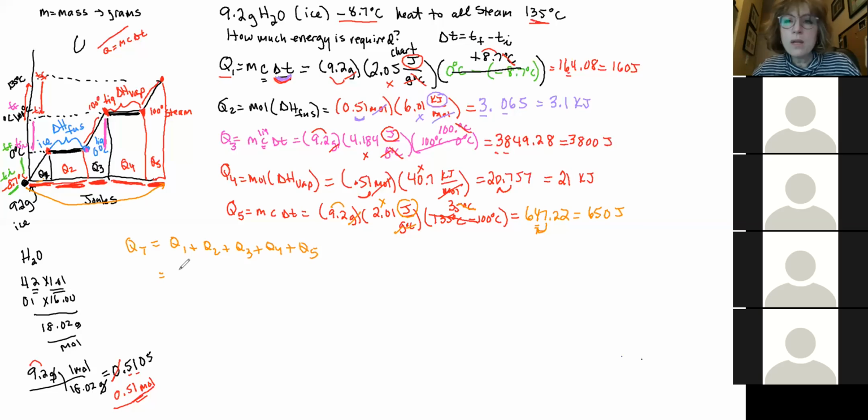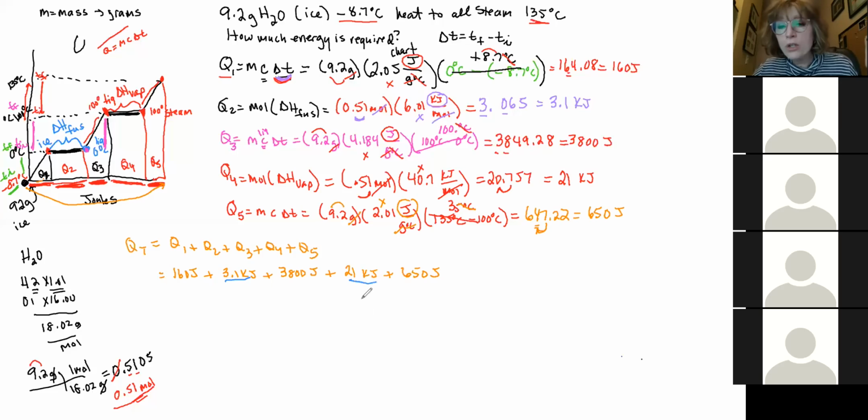Q1 is 160 joules. Q2 is 3.1 kilojoules. Q3 is 3,800 joules. Q4 is 21 kilojoules. And Q5 is 650 joules. Now, you can't add these immediately because we have to have the same units to add. So I'm going to turn the kilojoules into joules.